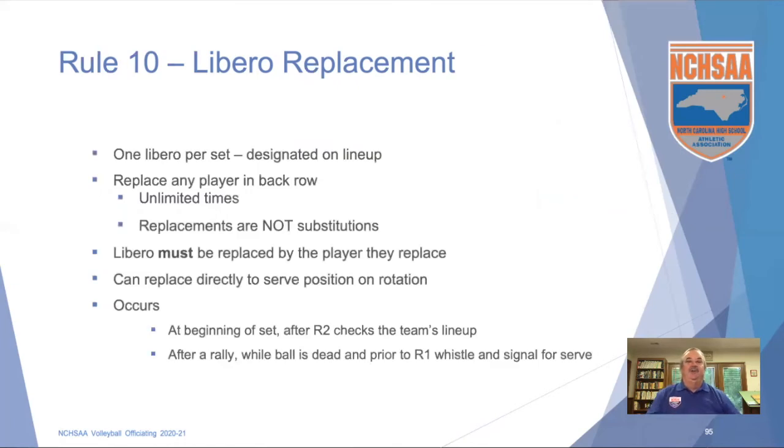So remember, our libero has an immediately distinguishable uniform top. You can have 1 per set in high school, and they can replace any player that's playing on the back row. And we are not counting those as substitutions. They're merely libero replacements, and our libero tracker tracks who is exchanging with the libero. So the key point, other than that they have to be in the back row, is the libero must be replaced by the player they replaced. So in other words, when the libero is going to go back off the court, the player that has to come back on the court is the player they replaced.